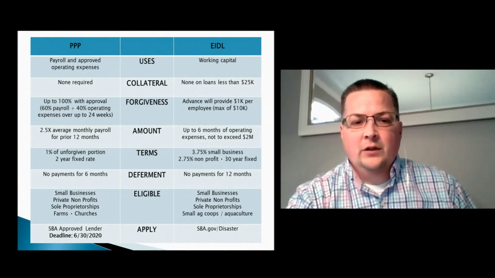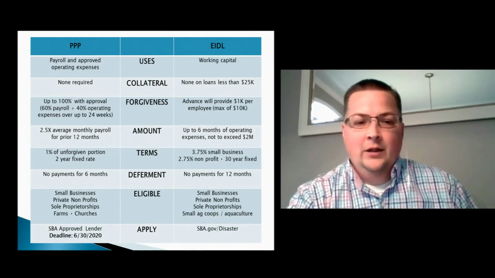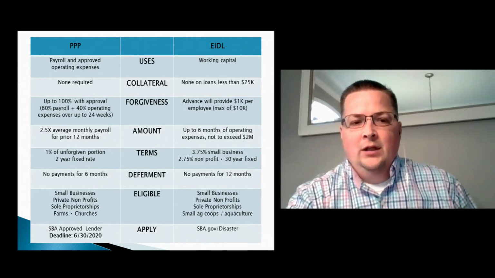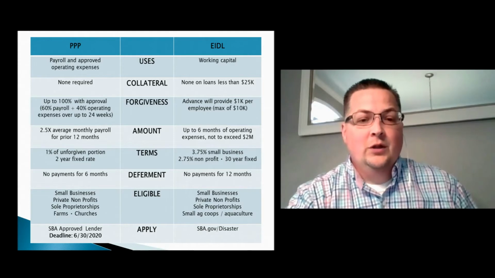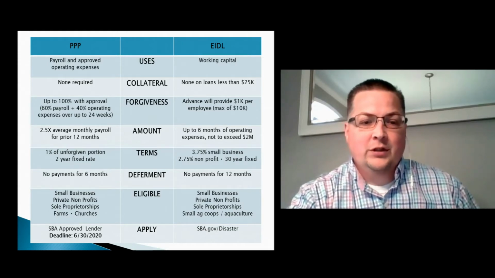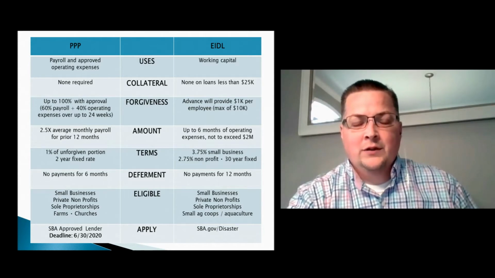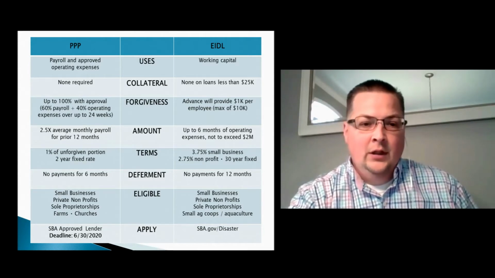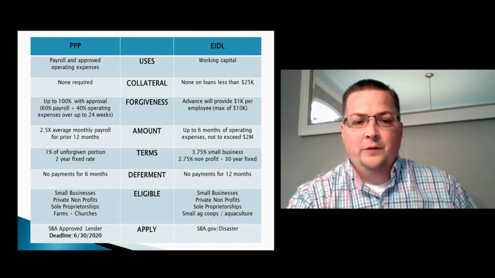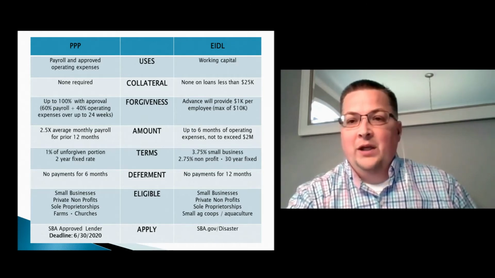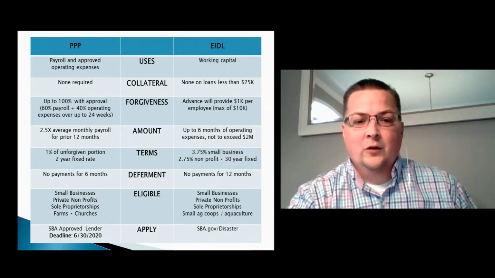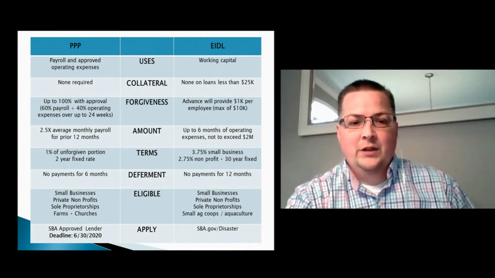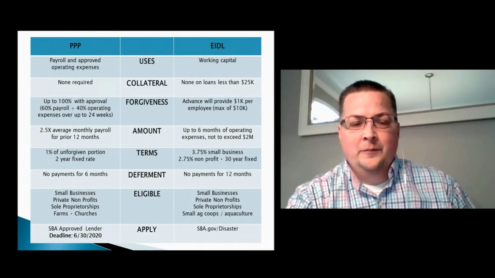The terms of this loan, very cheap, very, very reasonable. The interest rate is 1% on the unforgiven portion, and that's amortized over 2 years once the loan starts. They do give deferment the first 6 months. You don't have to make a payment. So 2.5 years later, before you have to pay that money back at 1%, is not bad terms at all.